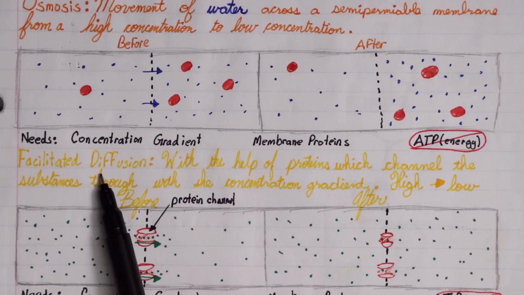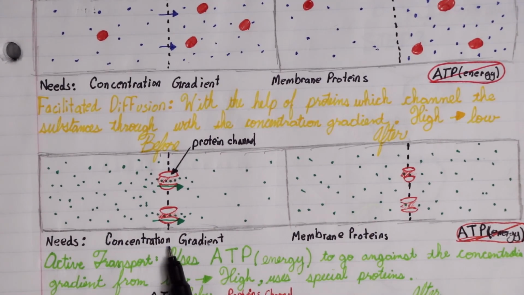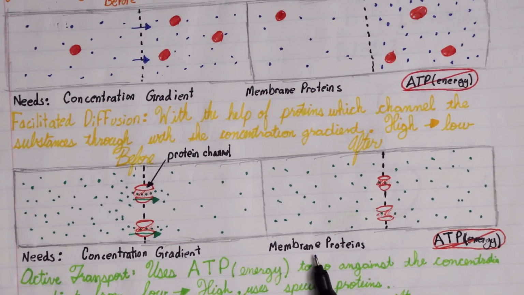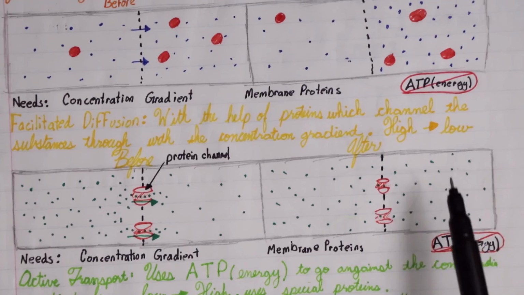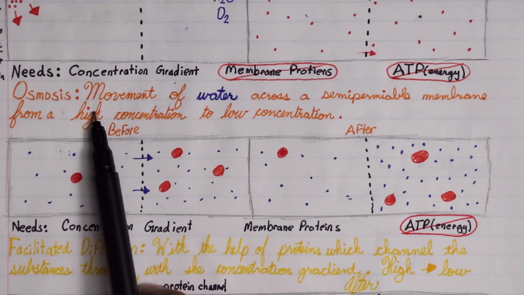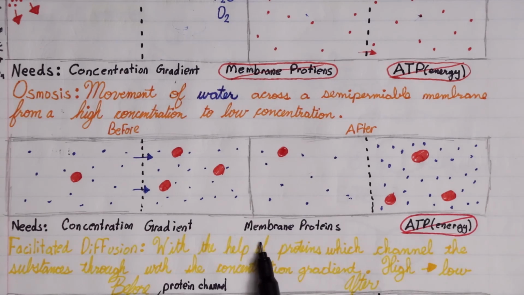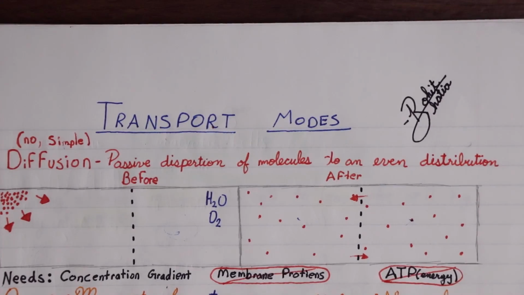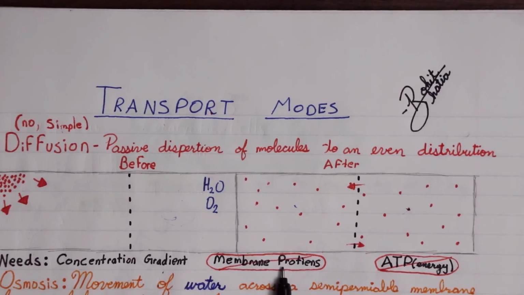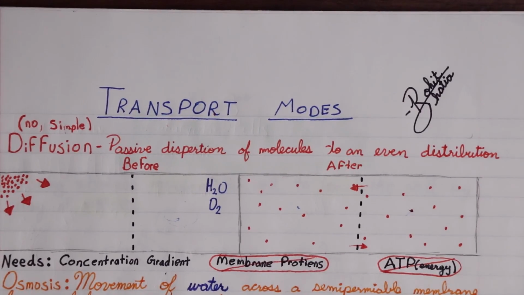Facilitated diffusion, it needs a concentration gradient, it needs membrane proteins, but it does not need energy. Osmosis needs concentration, generally doesn't need membrane proteins, but uses them in some situations, and it doesn't use energy. Diffusion just needs a concentration gradient, doesn't need membrane proteins or ATP.